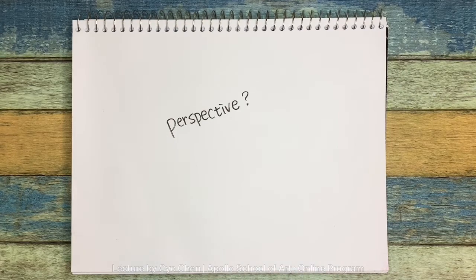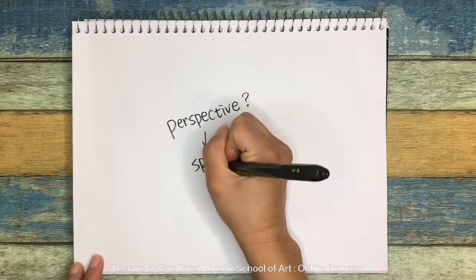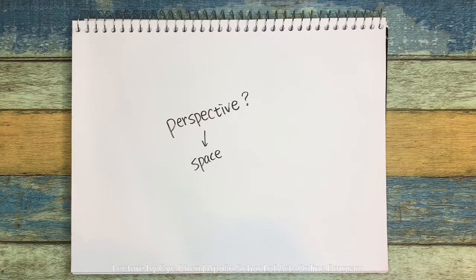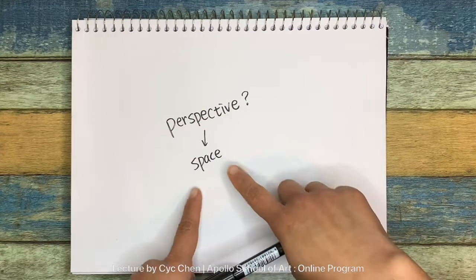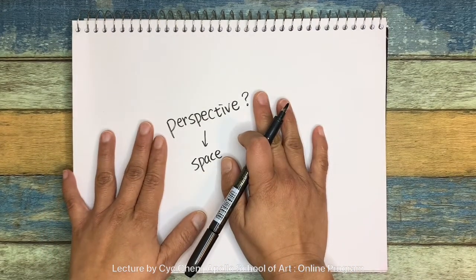Perspective means we can show the space. What do I mean by space? The space that shows which object is closer to us, which subject is in the middle, and which part is at the far back. So that's the space. Alright, so we will talk about perspective.